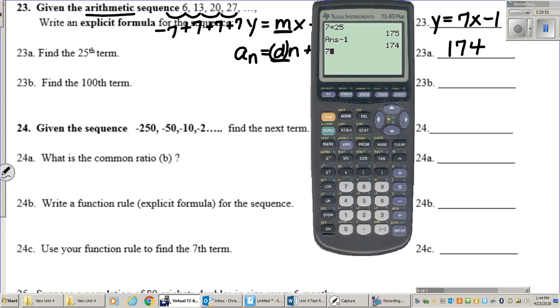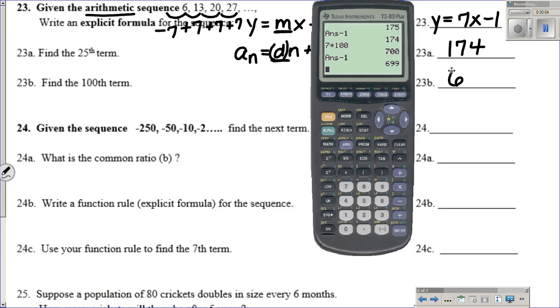The 100th term is 7 times 100. That's 700 minus 1. So the 100th term in the sequence is 699. Make sure you study how to set these equations up, because if you miss that equation, it's also going to cause you to miss part 23A and 23B. So if it's arithmetic, you need to know that rate of change, the common difference, and then you work the sequence backwards one time to find the y-intercept.